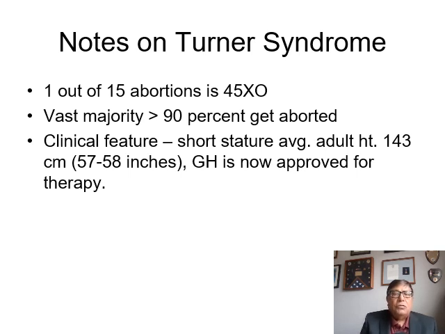So, clinical features of Turner syndrome: they are invariably short. The average height is about 143 centimeters or 57 to 58 inches. A question that sometimes comes up is this: if both parents are relatively tall, do you think if their child has Turner syndrome, she will be a little taller than the average height? The answer is yes, it is.